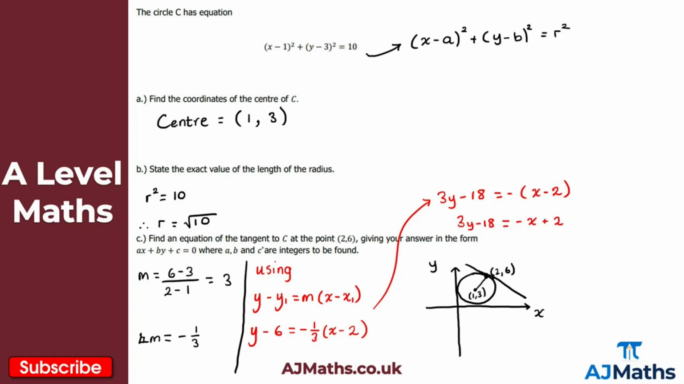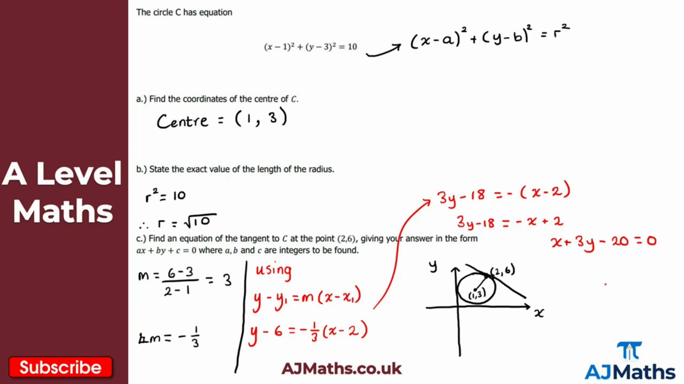We want to give the solution here in this form, so ax plus by plus c equals 0. So all I'm going to do now is add x to both sides and subtract 2. So in that case, I'm going to get x plus 3y, and then subtract 2 off both sides. So minus 18 minus 2 give me minus 20 there. Okay, and that will all be equal to 0, and that gives us our solution there.